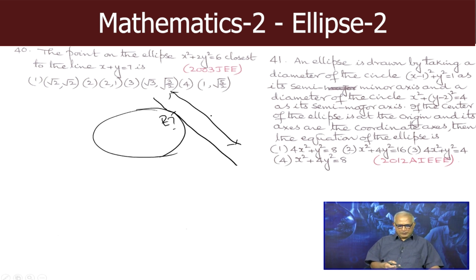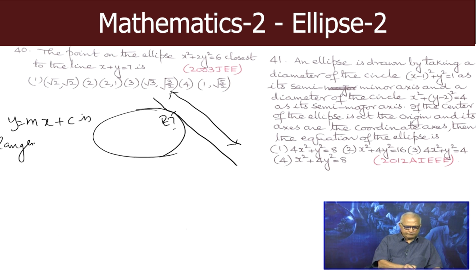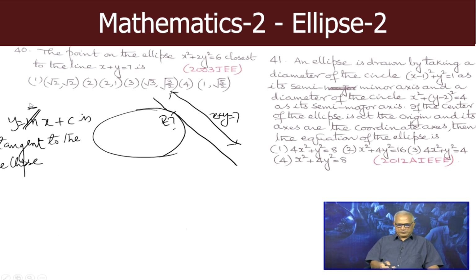Okay. So, what is this line? This is x plus y equal to 7, and the tangent y equal to mx plus c is tangent to the ellipse. Joint entrance 2003, a 2 marks question. Y is equal to x plus c, no m, because this line is x plus y equal to 7. So, y equal to minus x plus c. Slope is minus 1.